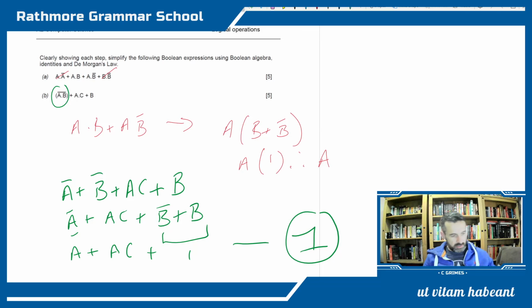So that was De Morgan's, that was the basic rules of algebra. Go through the answers, folks. Make sure you can do these under test conditions when we come back.